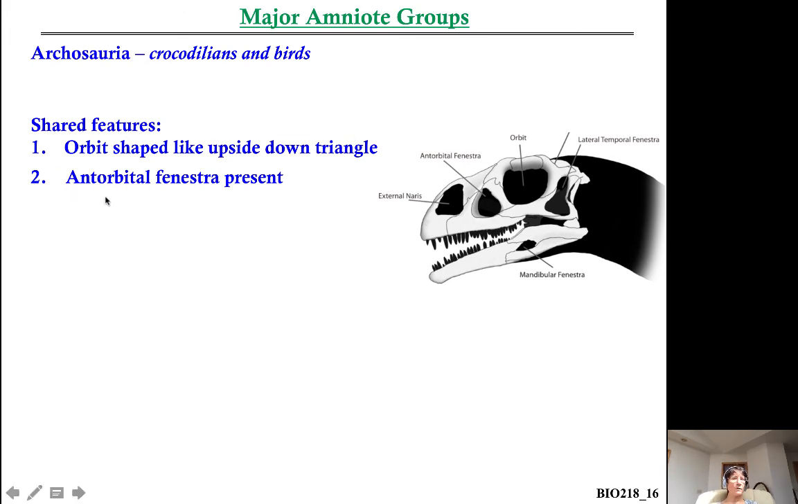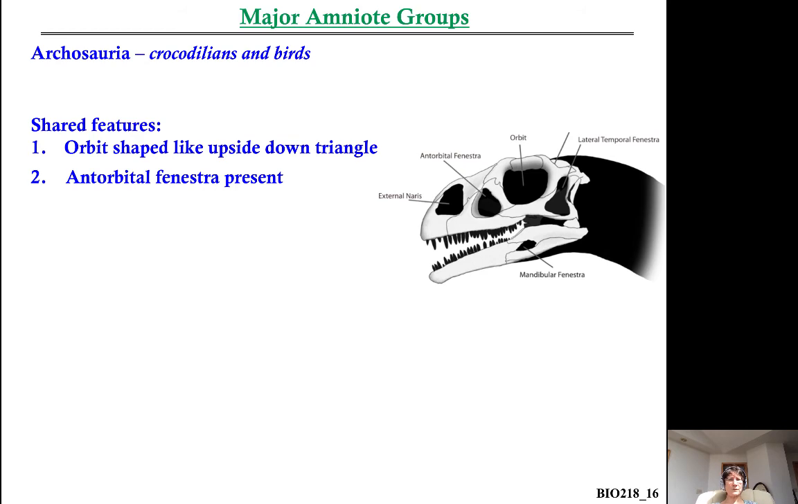Also, they talk about how all the members in this group possess an antorbital fenestra. So there's a hole that's anterior, in front of the orbit. So here's the orbit. Oh, here you go. Here's an antorbital fenestra. And as it happens, this is the nares. This is what goes to the respiratory structures, right?